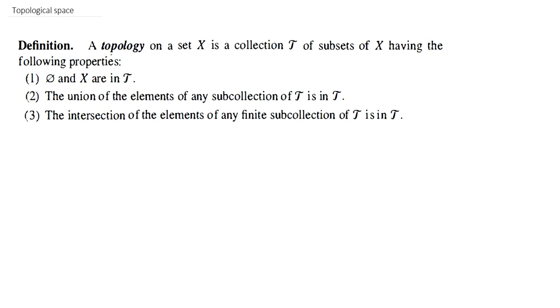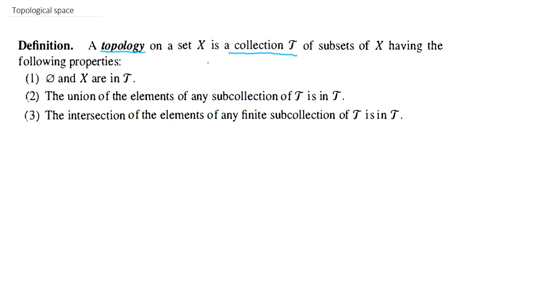So at first, let's look at the definition of topology. According to the definition, a topology on a set X is a collection T of subsets of X having the following properties. And there are three properties here. This sentence means that the topology is a collection called T. So what is a collection? The collection is actually a set, but it is different from an ordinary set. A collection is a set of sets.